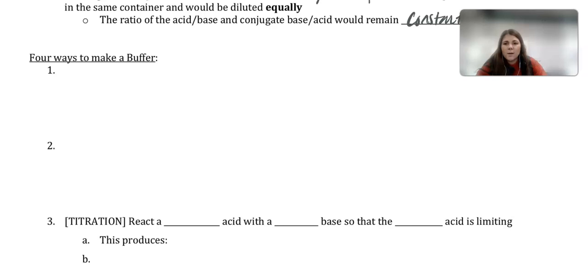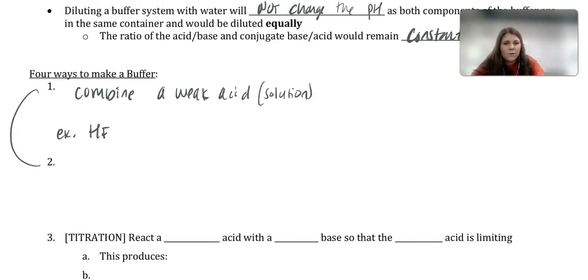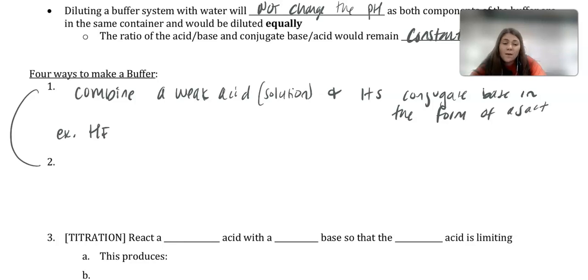There are actually 4 ways to make a buffer, and I've already talked about the first 2, but let's rewrite them. The first one is if you combine a weak acid, and you're assuming that this is just a solution of a weak acid. I'm going to put an example right here. Let's say we're talking about HF, hydrofluoric acid. It's just a solution, nothing crazy. If you add its conjugate base in the form of a salt, you can make a buffer system.